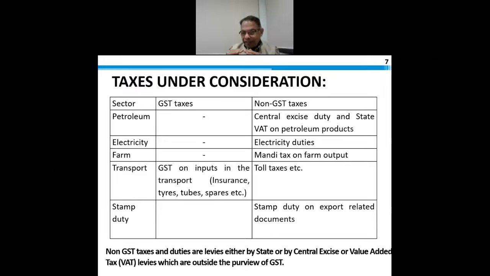Third is related to farm products, where mandi tax is also quite a huge tax. Then transportation, where GST on inputs in the transport for which you do not get credit, those kind of things are covered. Then toll taxes are covered. And stamp duty on export related documents. Again, there is bifurcation of stamp duty.